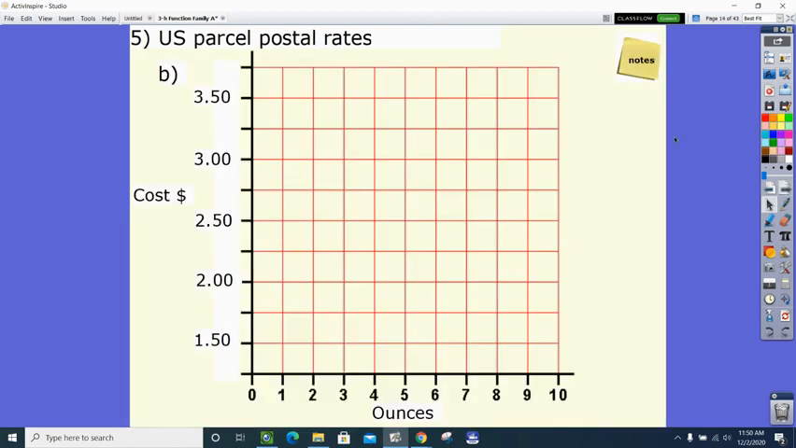So basically, you know, U.S. postal rates, and I'm, you know, going up by, I start kind of at $1.50 and then $1.75.